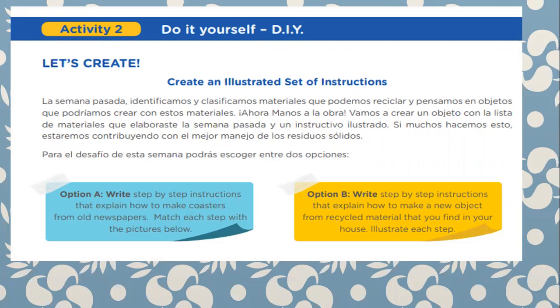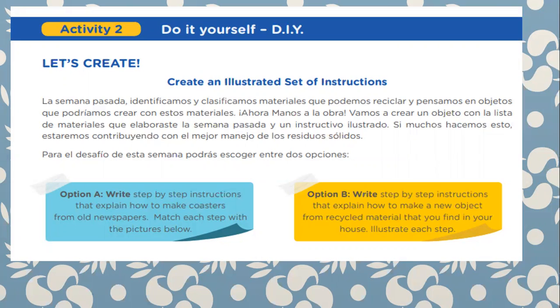Well, first of all, before explaining the new activity, let's remember the last activity. In the last activity, you had to write a list of recycled materials, and also a list of the products that you can create from the recycled materials.